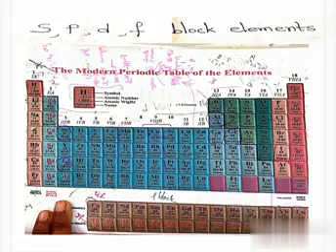Next, the elements close to the staircase, like boron, silicon, arsenic, germanium, are called metalloids. So the staircase left side elements are called metals, the staircase right side elements are called non-metals, and the elements near the staircase, like boron, silicon, germanium and arsenic, are called metalloids.